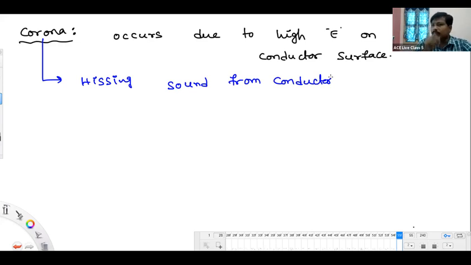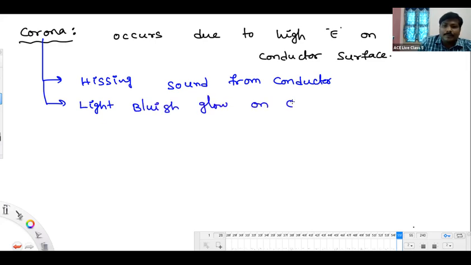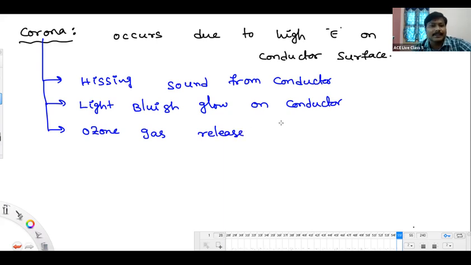Next one is glow on the surface of the conductor. That is a light bluish glow, or you can say violet glow, on the surface of the conductor. As well, we'll get some ozone gas released from the conductor. So these are the three physical observations of corona: hissing sound, light bluish glow, and ozone gas released from the conductor.